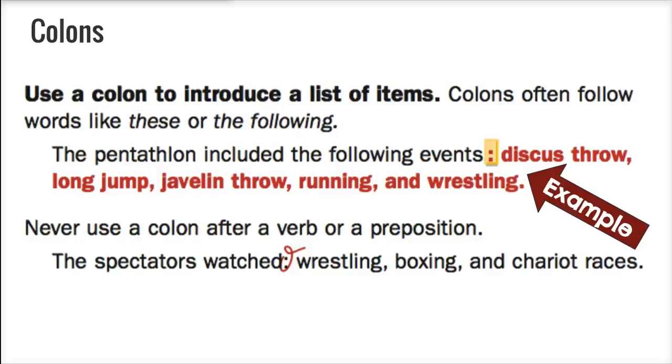So because there's a list and it's saying the following, then we know we use a colon to indicate that there's a list of things that are following. But be careful, never use a colon after a verb or a preposition. So the spectators watched wrestling, boxing, and chariot races. So we wouldn't say the spectators watched, colon, and then list them. So watched is a verb, so you shouldn't use a colon after a verb.